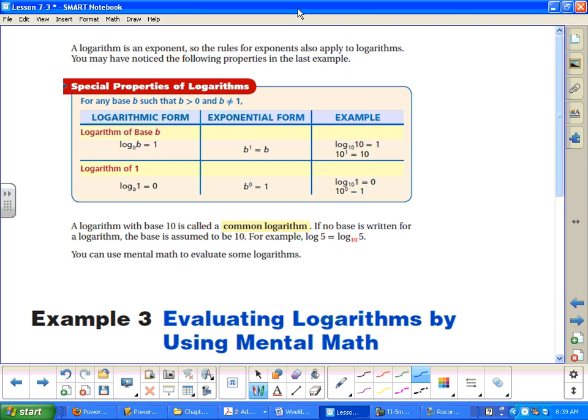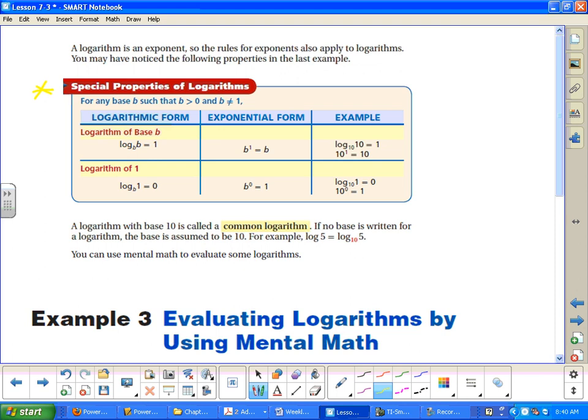Okay, so a logarithm is an exponent, so the rules of exponents apply to logarithms. You may have noticed the following properties in the last example. So we have special properties for logarithms here. If I have log base b of b, it equals 1. That means that b to the first power is b. That's true, isn't it? Anything to the power of 1 is itself.